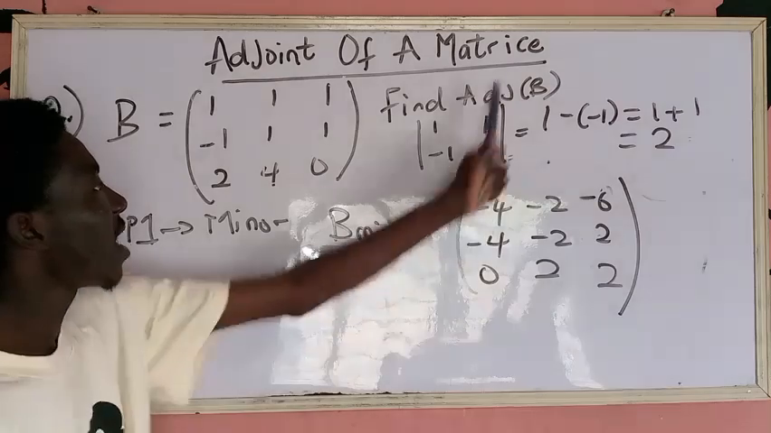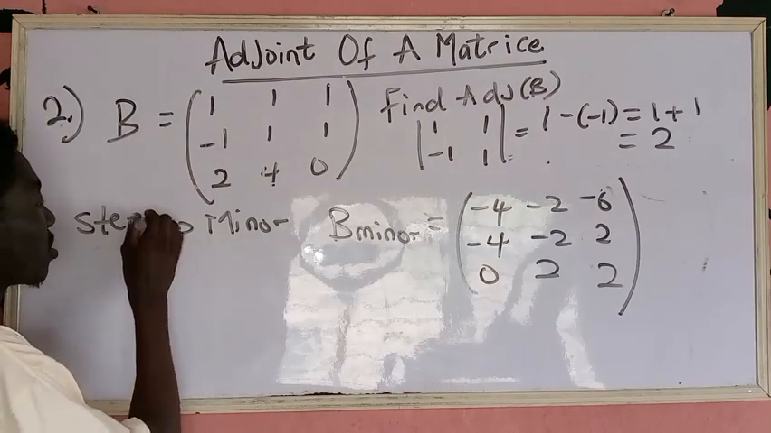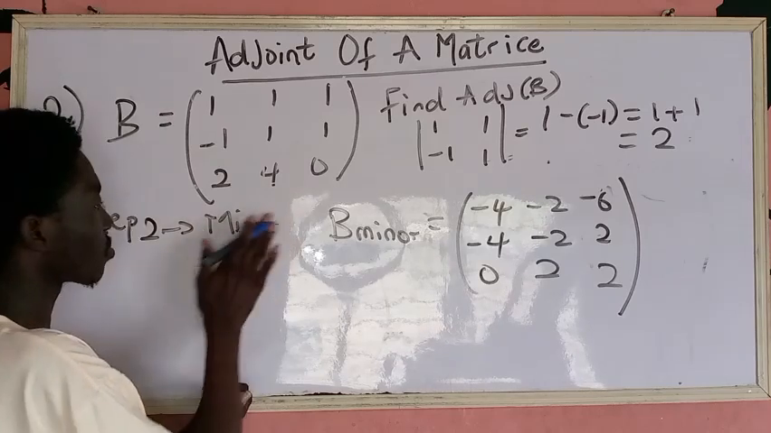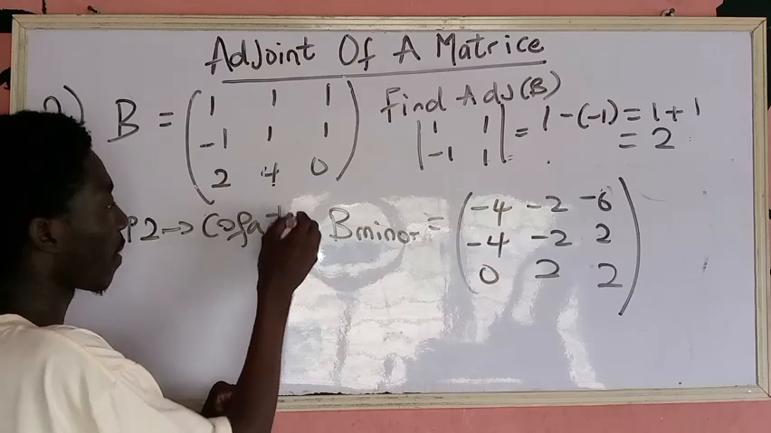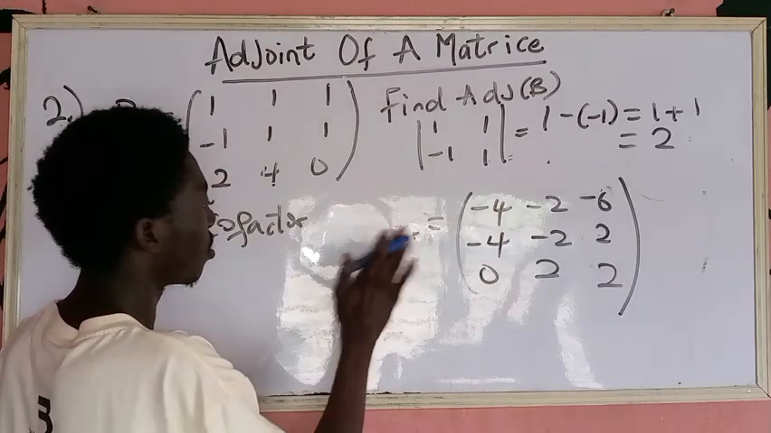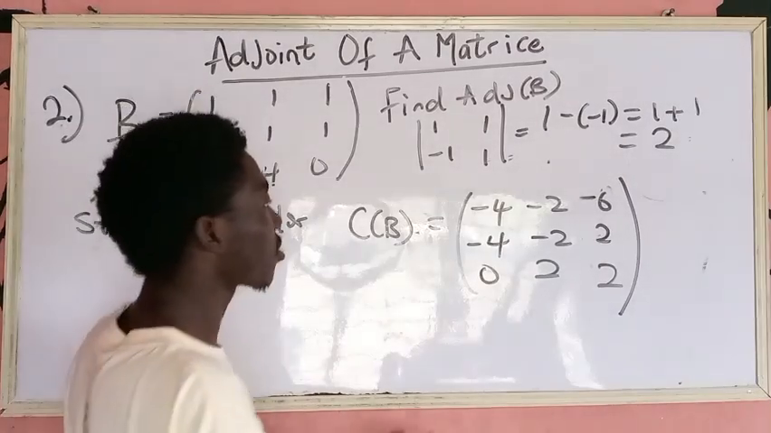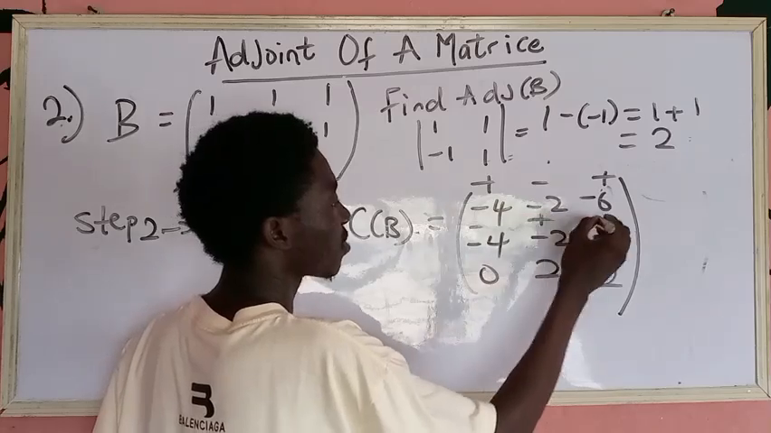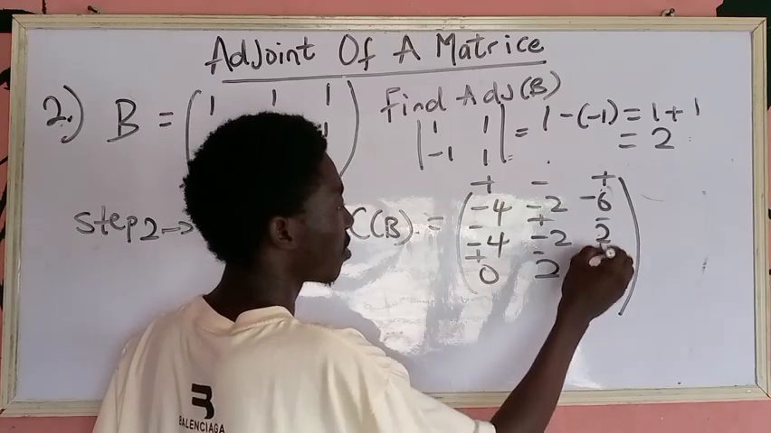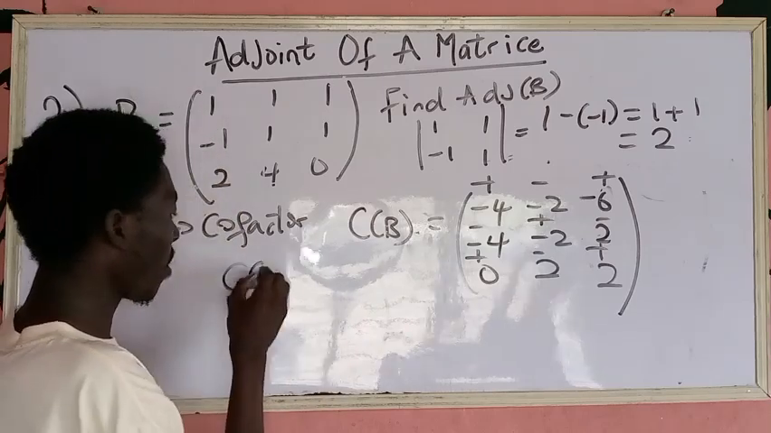So now, how do we find the adjoint? We go to step 2. What is step 2? Step 2 is cofactor. Cofactor of B. And how do you get a cofactor? By putting plus, minus, plus, minus, plus, minus, plus, minus, plus. And that gives us a cofactor. Put it here.